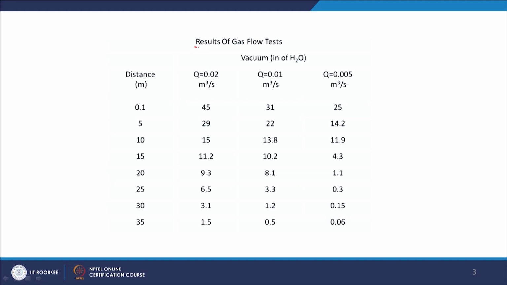So here we have results of the gas flow tests. And how are we measuring this vacuum? In inches of H2O. And what do we have? We have obviously a metric of distance. This is the distance from the well, 0.1 meter, 5, and so on and so forth. And we have three kinds of measurements, one for 0.02 meter cube per second, one for 0.01 meter cube per second, the other for 0.005 meter cube per second.